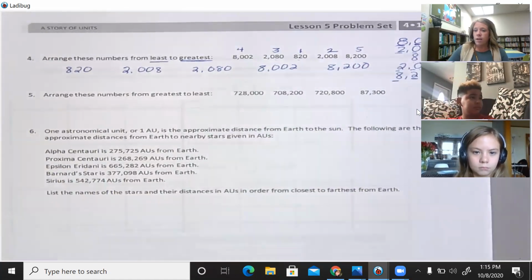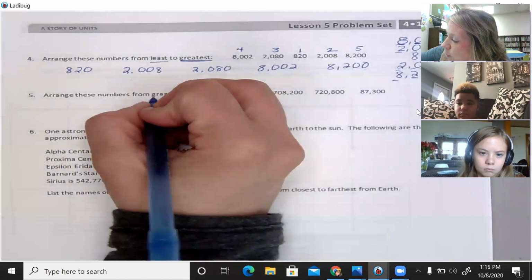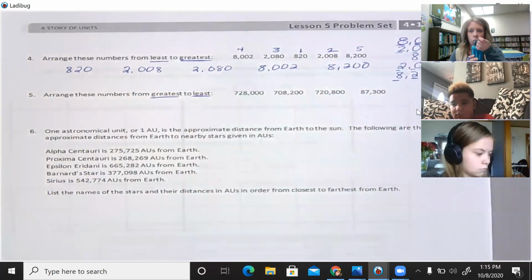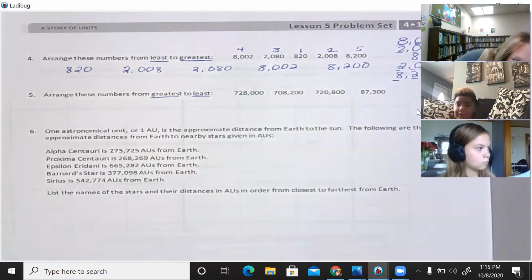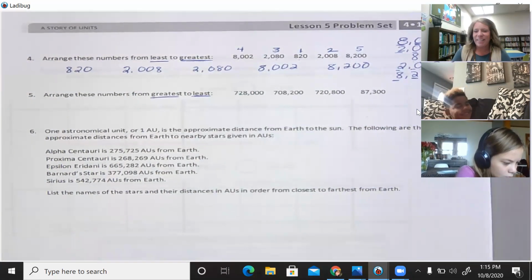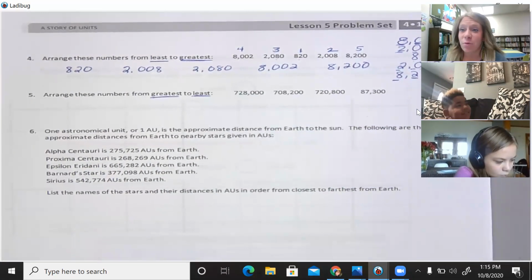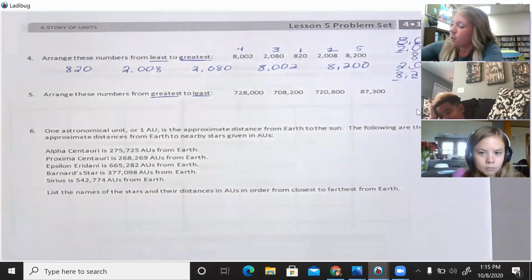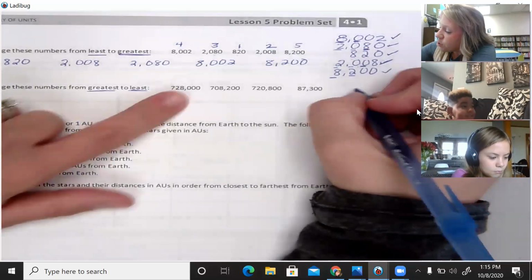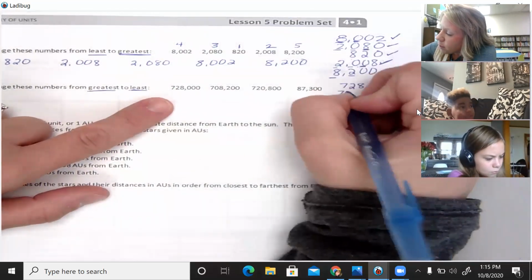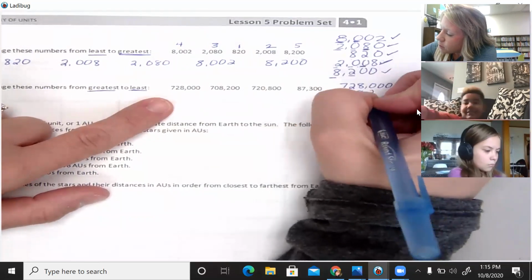Okay, so the next one, Trace, how's number 5 different from number 4? What are they switching up on us? We're doing greatest to least. Very good. Highest to greatest would be hard because that's the same thing. Okay, so now I'm going to do the same thing over here. I'm going to take each of my numbers, rewrite them, and line them up by their place value.